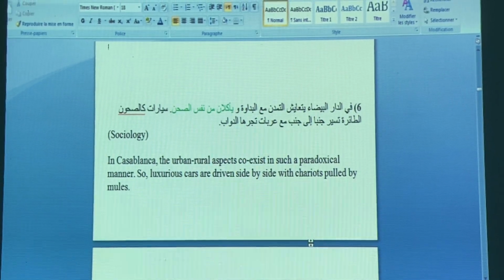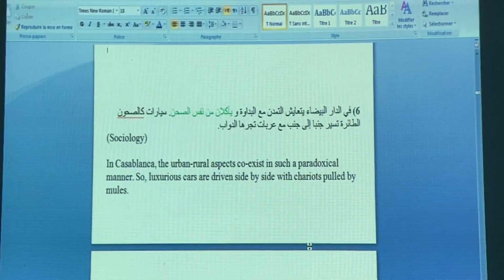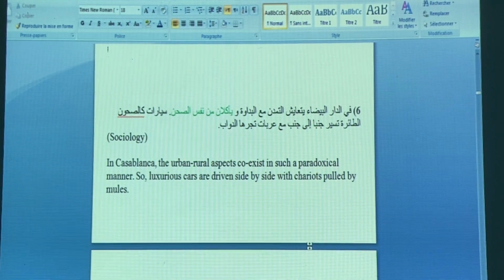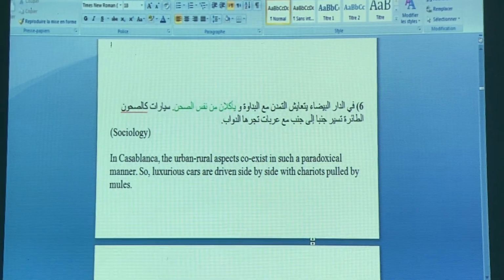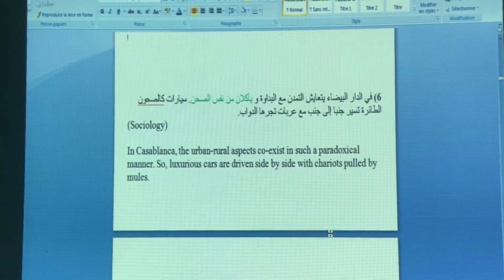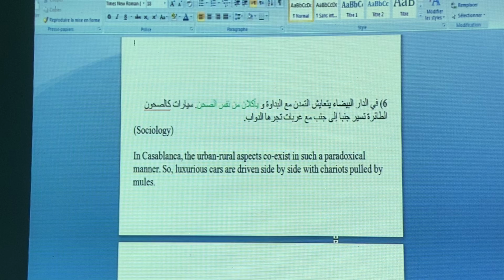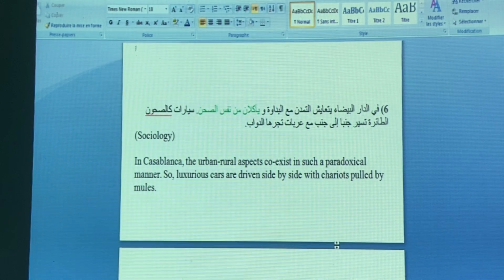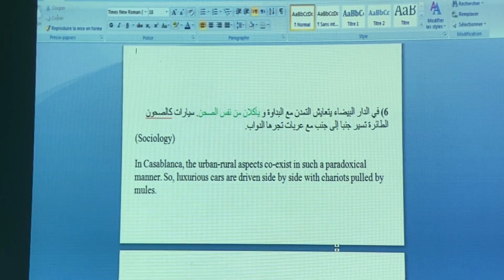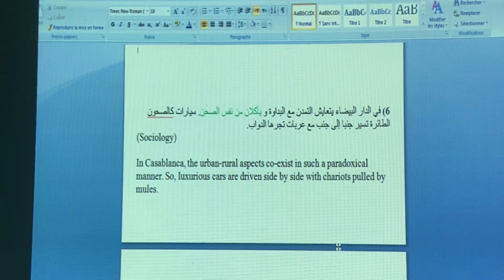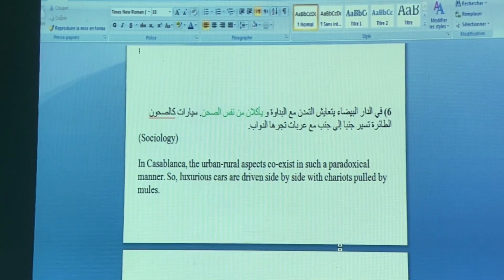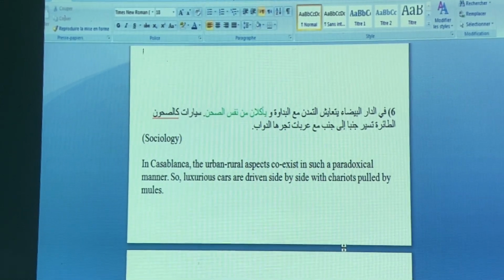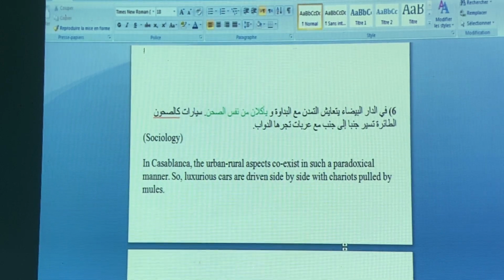This is figurative language. When you come across expressions like these, you have to be very careful. So, what does he mean by يأكلان من نفس الصحن? This is personification. He is giving التمدن والبداوة characteristics of humans, personification. And he is doing this just to say that they are coexisting together in a very paradoxical way. They are not eating from the same plate. You have to be careful. Don't translate it as such. So in Casablanca, the urban-rural aspects coexist in such a paradoxical manner.